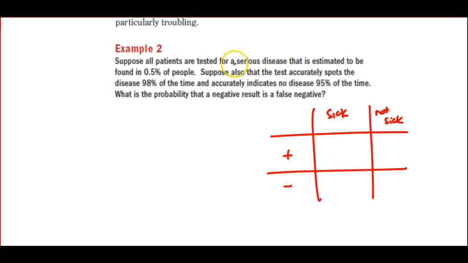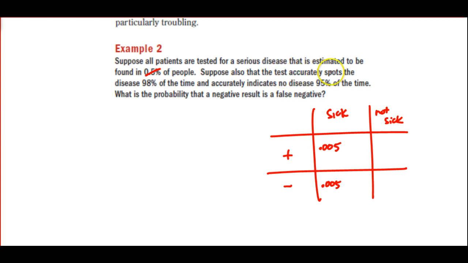So all patients are tested for a serious disease, and it's estimated to be found in 0.5% of the people. So 0.5% of the people are sick. So I'm going to put 0.005 are sick. Remember that the sickness here is a column, so I need to write that number twice. That number's finished. Now you go and you get tested.